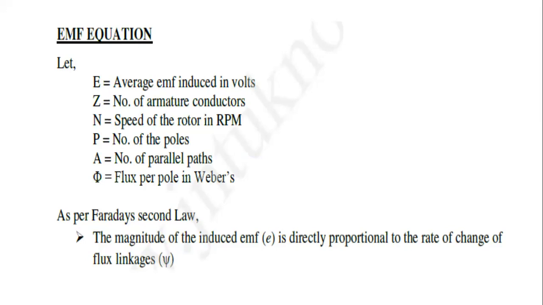That is induced EMF. Which type of induced EMF is developed? That is dynamically induced EMF. What is meant by dynamically induced EMF? The conductor is rotated and the flux lines are stationary. Then that type of EMF is called dynamically induced EMF.